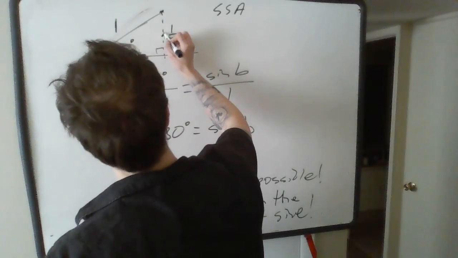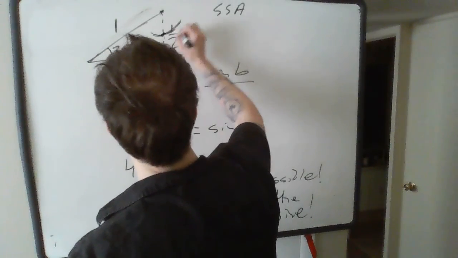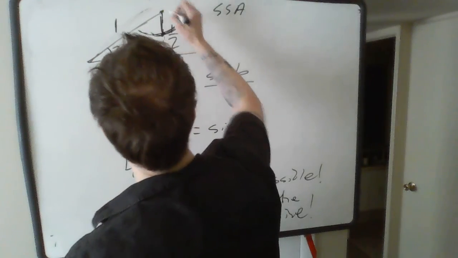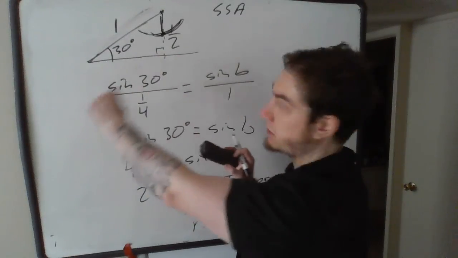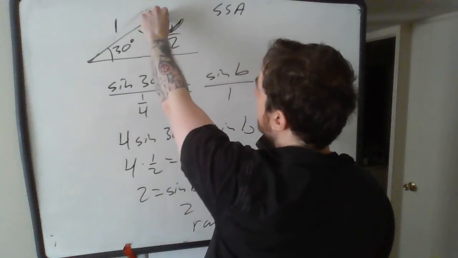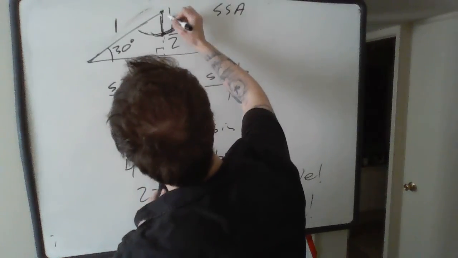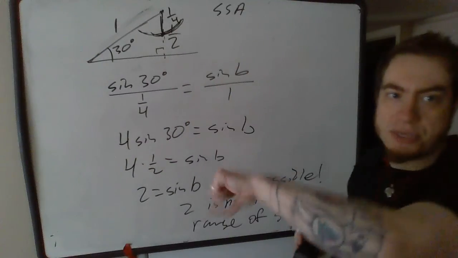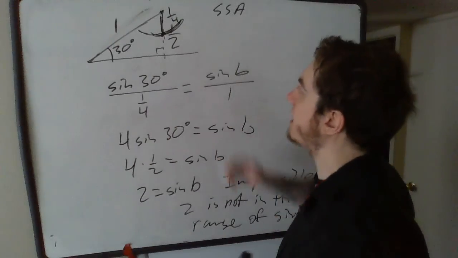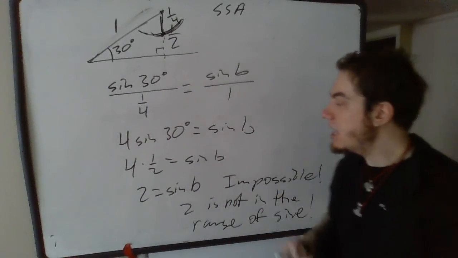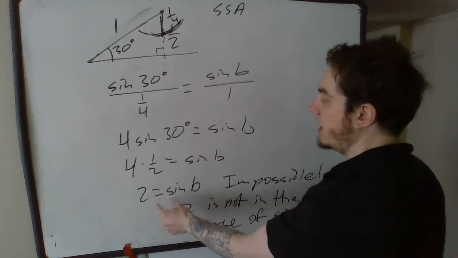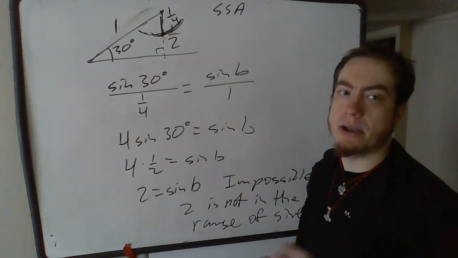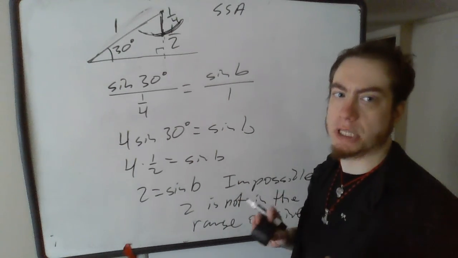If I tried to make this 1/4, then think about building this triangle physically. You lay out something of length 1, and then you lay out something of length 1/4 up here. No matter how you twist that thing around, you can never reach this side. There's always going to be a gap. And that is what this is telling you. This is not a possible triangle. It can't geometrically exist.